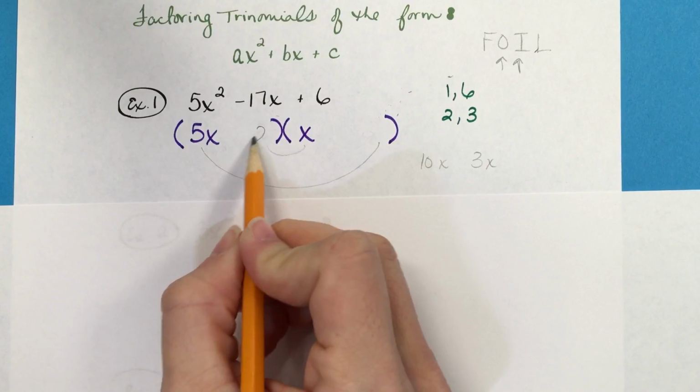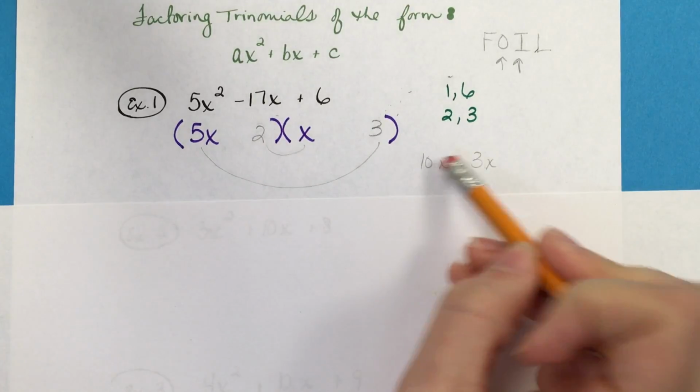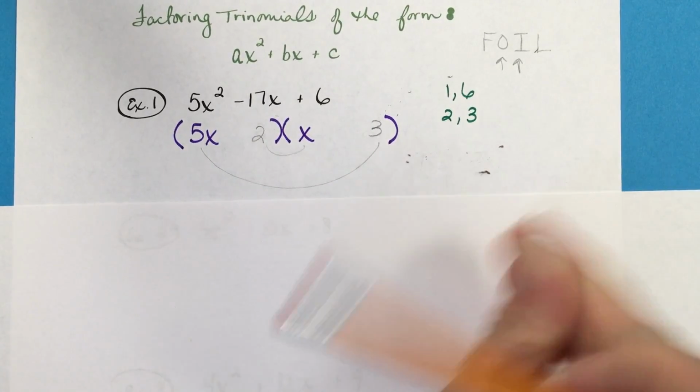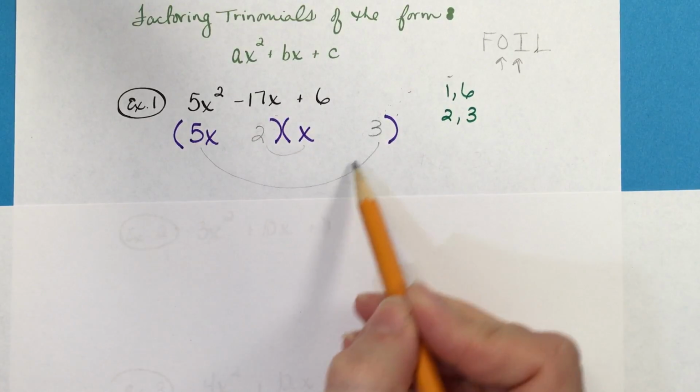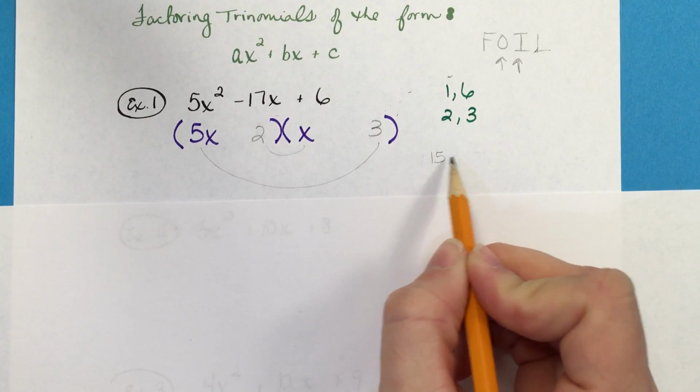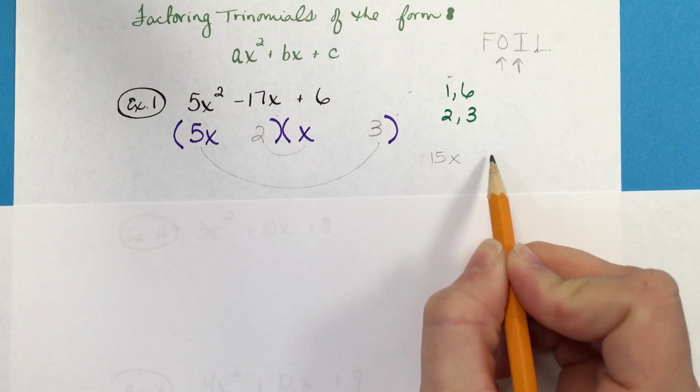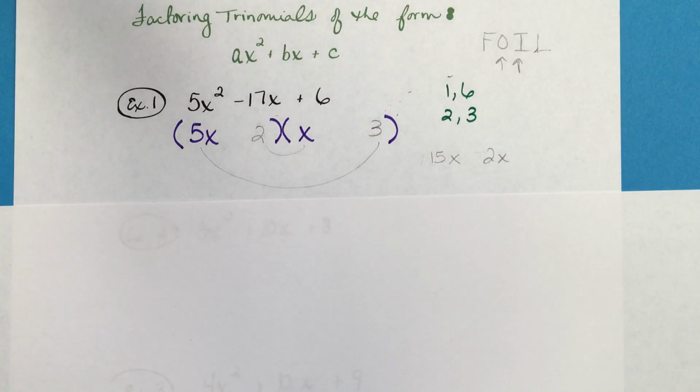Okay, so I'm going to put the 2 here, put the 3 here. Of course, that's going to make my multiplication here different. So now if I multiply the 2 on the outside, I get a 15. If I multiply the 2 on the inside, I get a 2. Okay, now this seems promising.